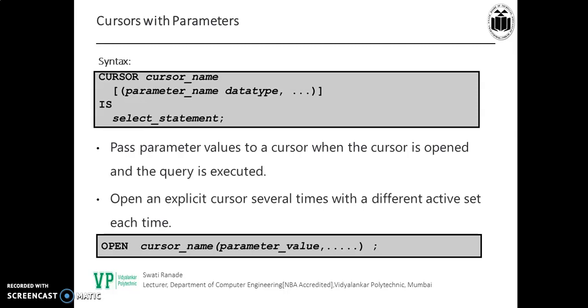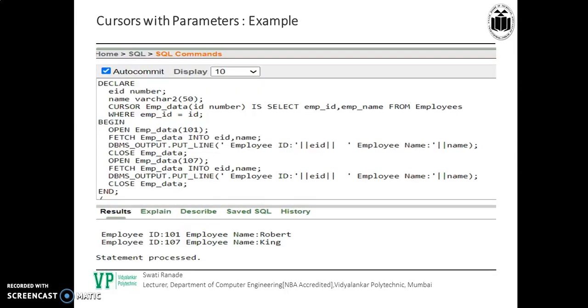So if we need to provide values to a cursor, then we have to provide those values when the cursor is active. So with the help of an open statement, open cursor name and then parameter values, we can provide or utilize the same cursor for different active set. So let's take one example.